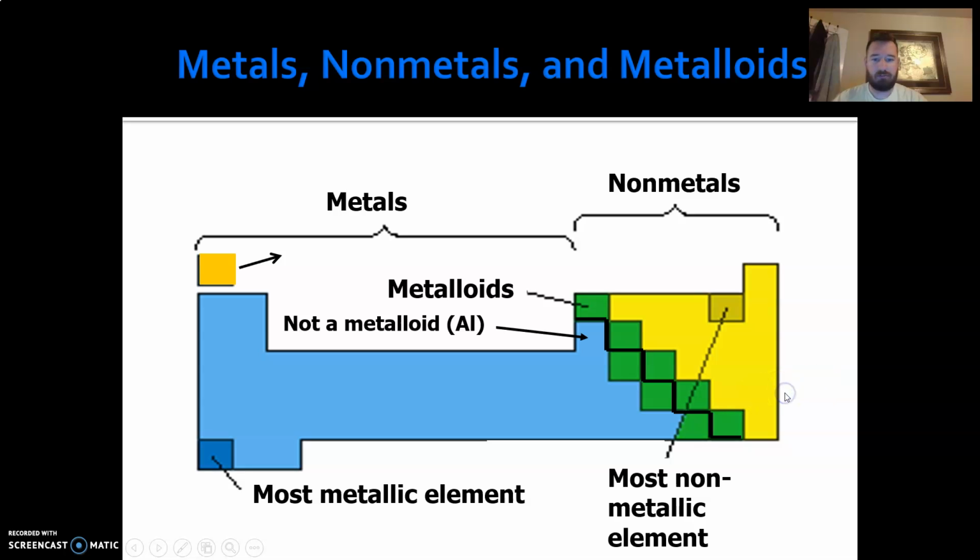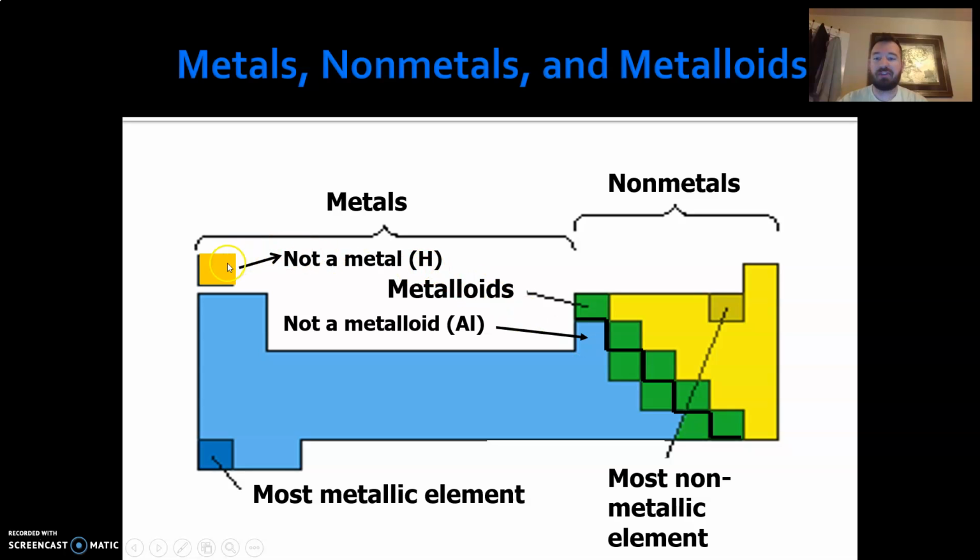All right. Now, a couple of our exceptions. So right here, right below on this green block, we have our only exception along this staircase here. So aluminum, while it is touching the staircase, is not a metalloid. It is in fact just a metal. So make sure you're writing that in here, that aluminum is a metal and not a metalloid.